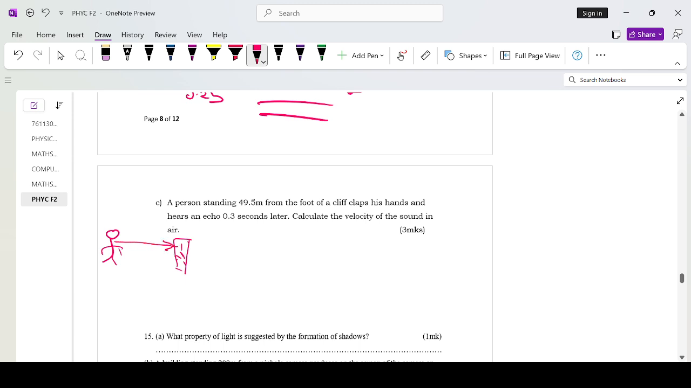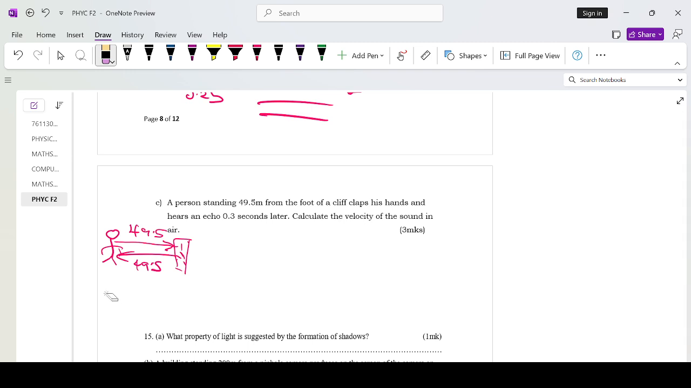It goes there, hits, and comes back. What do you learn? The total distance covered will be twice. So this person is standing 49.5 meters from the foot of the cliff. So this sound must go 49.5 to the cliff, then return by the same 49.5 for it to be heard. You know that distance is equals, just a moment, let me just erase that.